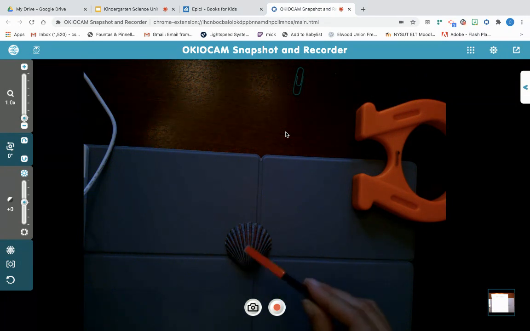You see, I'm not able to pick up the shell with the magnet, so I know that the shell does not have iron in it.